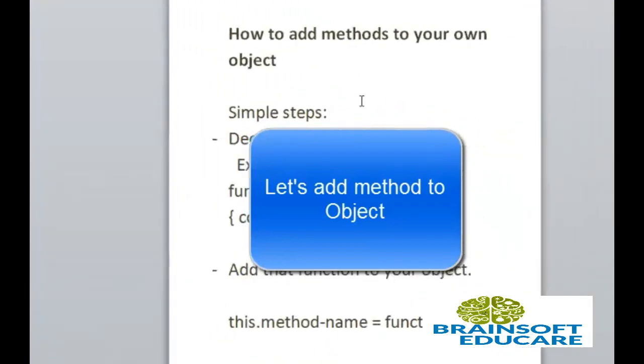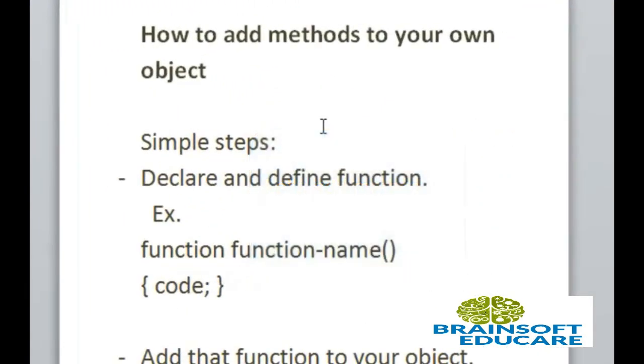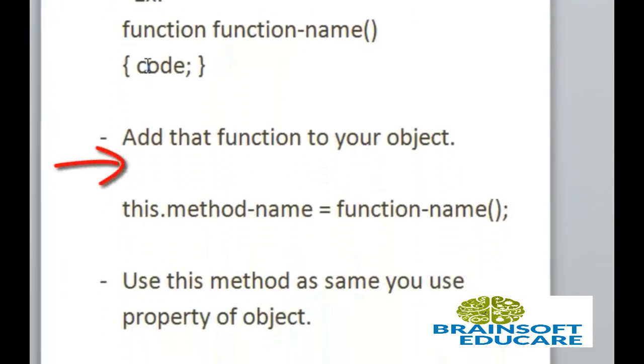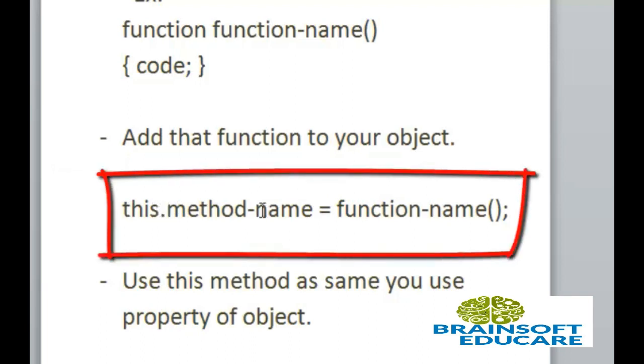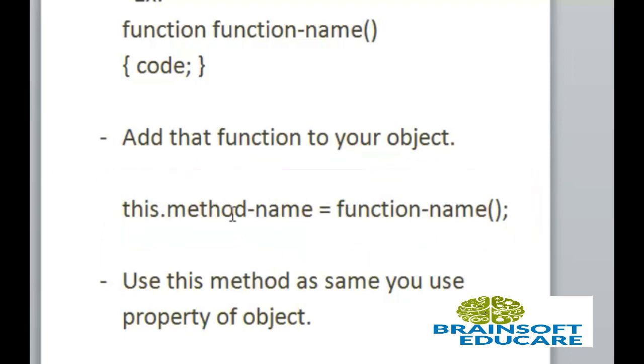How to add methods to your own object? Simple steps. Declare and define a function. First you should define and declare a function. Say function and then the name of the function and then the code in curly braces. Then add that function to your object like this, using this keyword, dot operator, then method name same as property name, and then assign the function to that method name. Simple. Use this method the same way you use a property of an object.